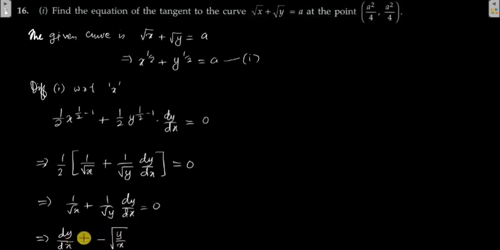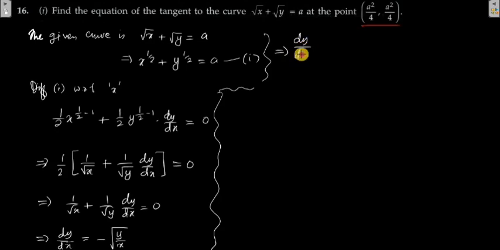Now remember, we find the slope at some specified point. And here the specified point is this one. So we will find dy by dx at this point. I don't have space out here, let me do it this way. So we have dy by dx at the point, and the given point is a square by 4 comma a square by 4.